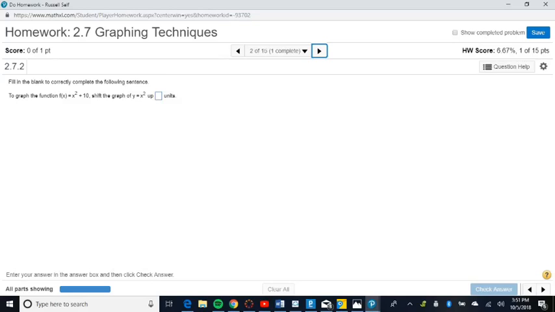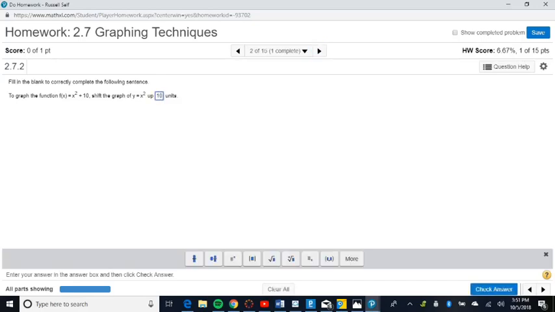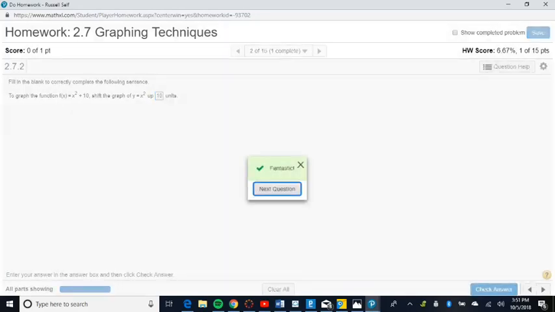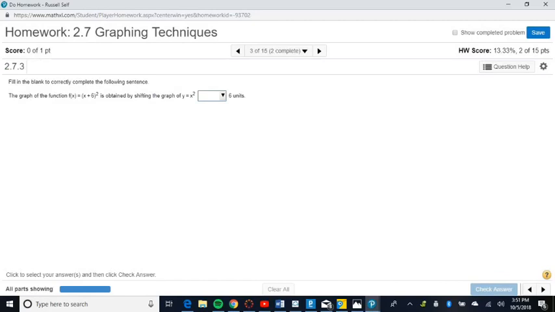And there's something added to your x squared, so that's going to shift the graph. And this time, since we're adding 10, that's a positive 10, it's going to go up by that many units, so up 10 units. And that's all there is to it. Okay?